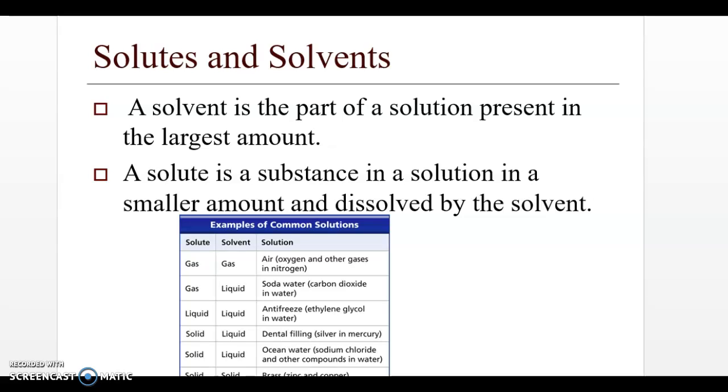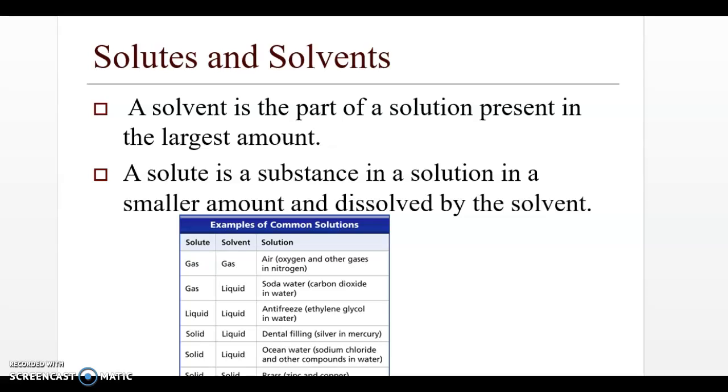So some examples of common solutions. Air: other gases mix in with nitrogen. Nitrogen is the biggest part of the atmosphere, but other gases mix in with it, making the solute a gas and the solvent a gas. Soda water: if you drink pop, you are drinking a solution, the carbon dioxide gas being dissolved into the liquid soda water, which gives it the bubbles. Antifreeze, liquid with liquid.